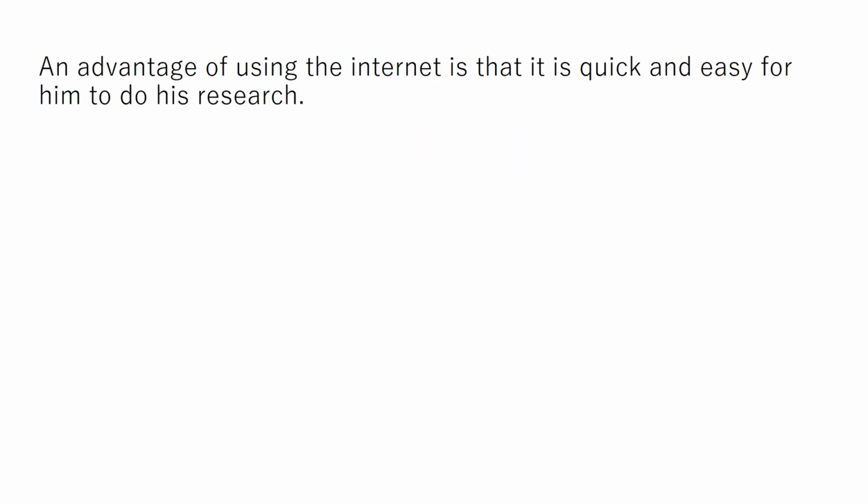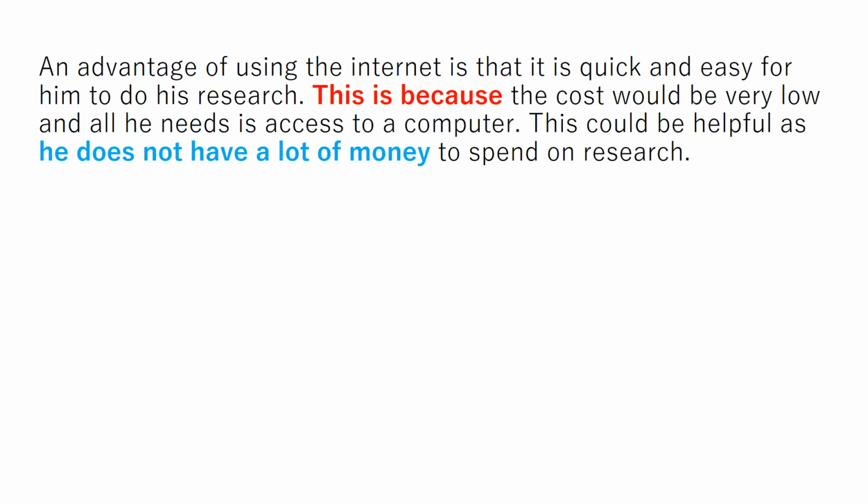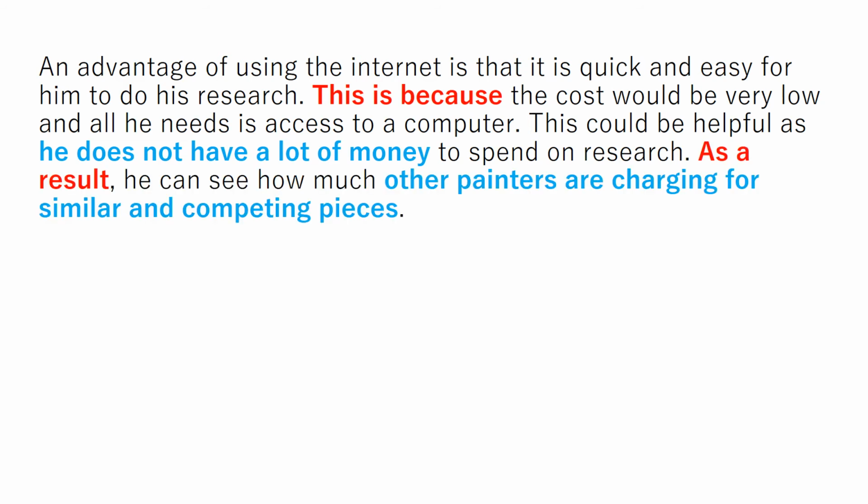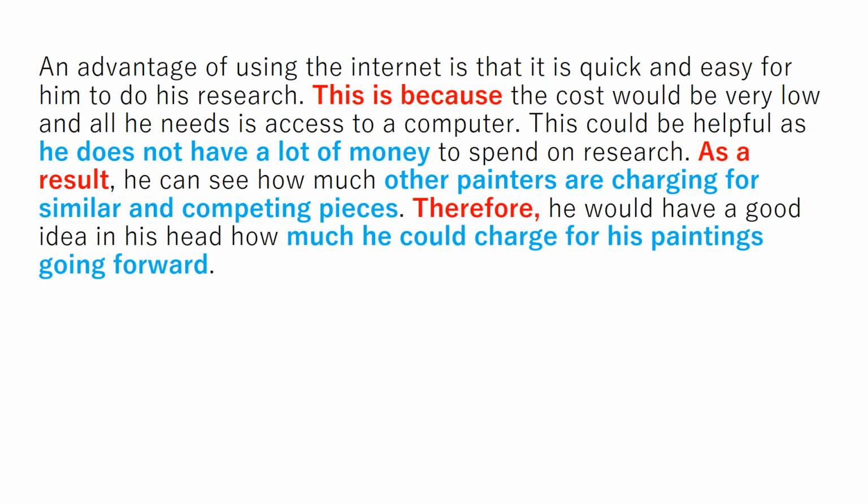Paragraph 2, the second way to carry out market research. We're going to focus on secondary information here and using the internet. An advantage of using the internet is that it is quick and easy for him to do his research. This is because the cost will be very low and all he needs is access to a computer. This could be helpful as he does not have a lot of money to spend on his research. As a result, he can see how much other painters are charging for similar and competing pieces. Therefore, he would have a good idea in his head as to how much he could charge for his paintings going forward.